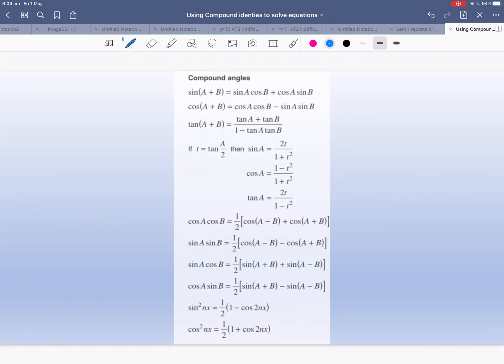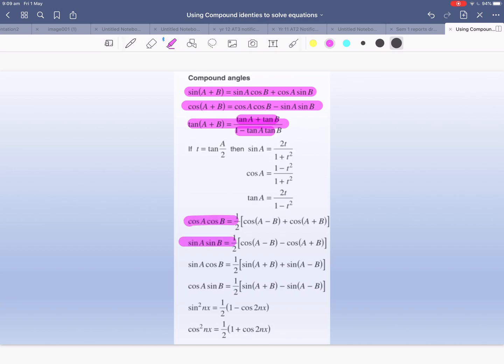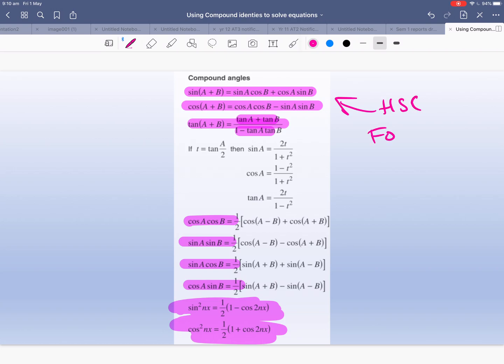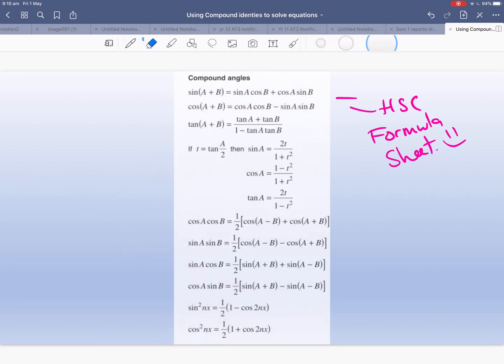So the main ones that we're going to be looking at are these ones, okay, which are related to all these ones down here. So these ones down the bottom that I'm highlighting now will become very, very important. And of course, this is just our HSC formula sheet, isn't it? I'm just going to rub these off because we're going to refer back to it real soon.